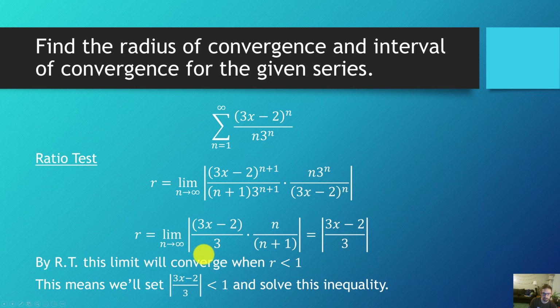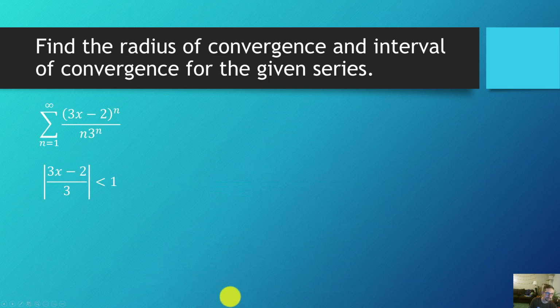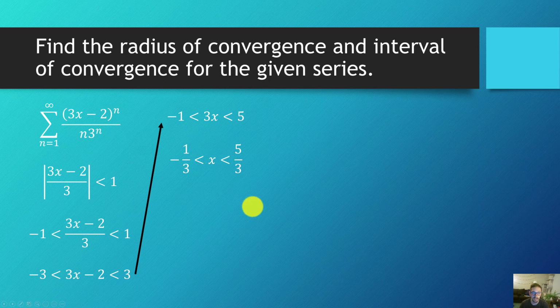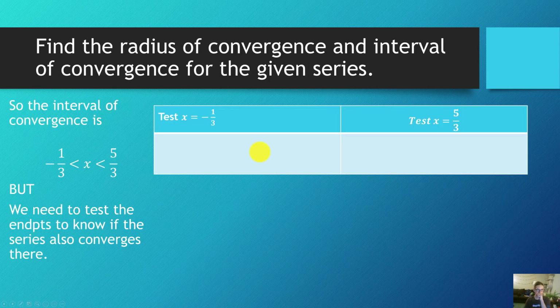So let's take a look at how to solve this weird absolute value inequality. We have the absolute value of (3x minus 2) over 3 less than 1. We can get rid of the absolute value and put it between positive 1 and negative 1. And you can do that whatever this number is. If it was 7, then we'd have a negative 7 here on the left. Next, we're going to multiply by 3 on all sides. So negative 3 less than 3x minus 2 less than 3. Next, we're going to add 2 on all sides. That'll give us negative 1 less than 3x less than 5. And then we're going to divide by 3 everywhere. And this is our initial interval of convergence between negative 1/3 and 5/3.